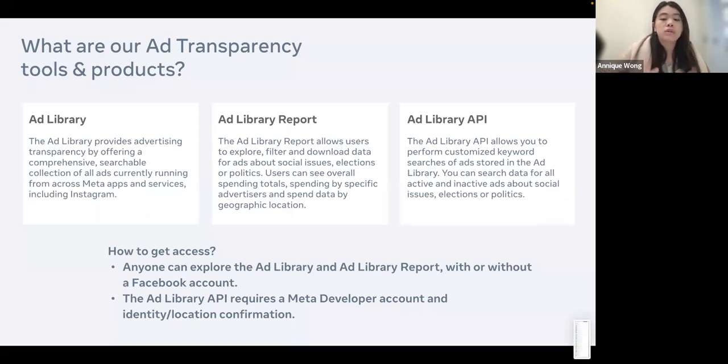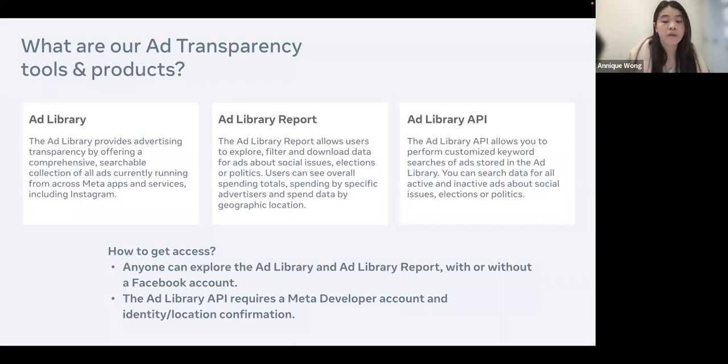We have a specific suite of ads in the ad library that are specifically pertaining to social issues, elections, or politics. And those have additional information, including the range of money spent on the ad, demographic information. You can see the percent of people by age and gender that had an impression on the ad, and the location, amongst other information. So really interesting granular information for potential research.